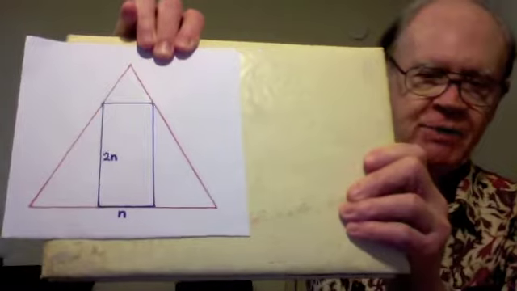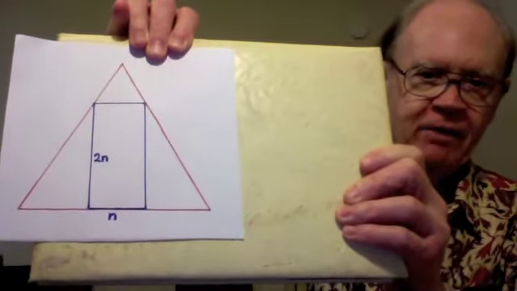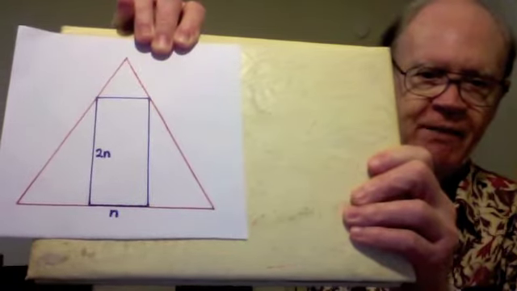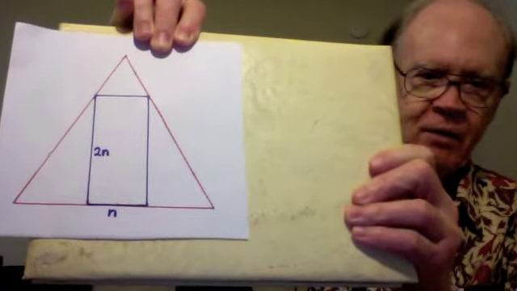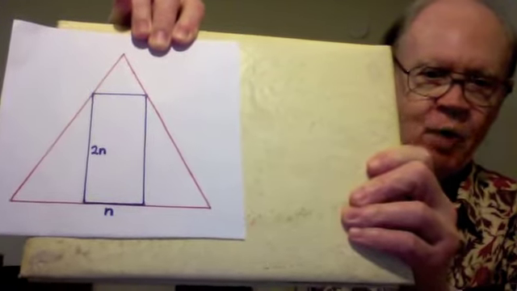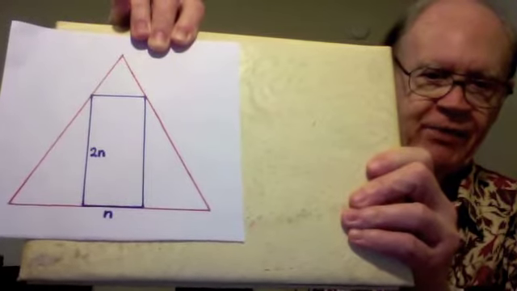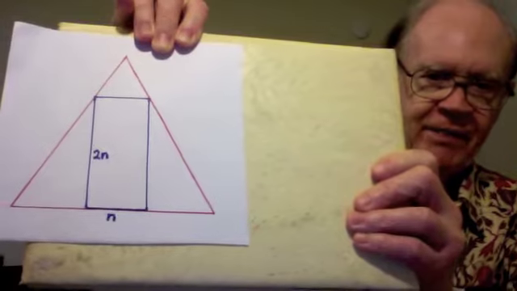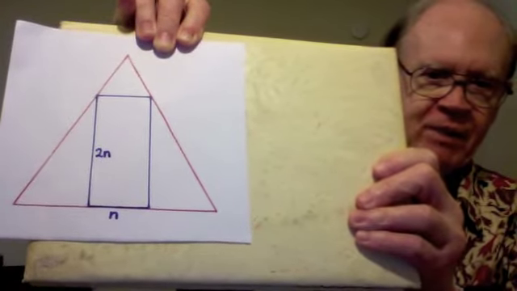This is a solution video to my math challenge, triangle and rectangle. In the challenge we have an equilateral triangle, meaning that all three sides are the same length, and inscribed in it we have this rectangle with height exactly twice the width. And so I called the width n and the height 2n. And I had two questions.